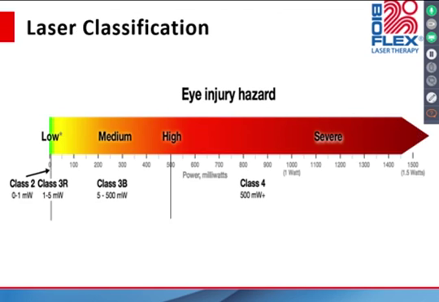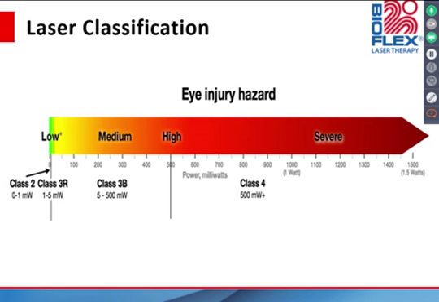With respect to lasers, again, this should be a review for many of you out there. They're essentially classed according to the eye injury hazard, and that has to do with the power output of the lasers, starting from a class 1 to 2 to 3R. Those are lasers that emit anywhere from 0 to 1 milliwatts up to 5 milliwatts. And then class 3B lasers, where you'll find most laser devices for photobiomodulation. Class 3B are rated from 5 to 500 milliwatts.